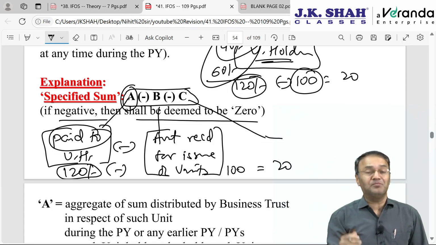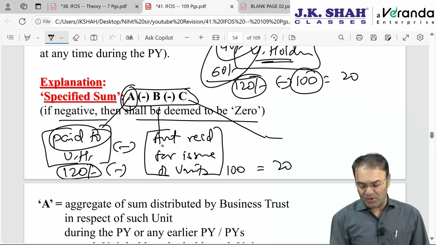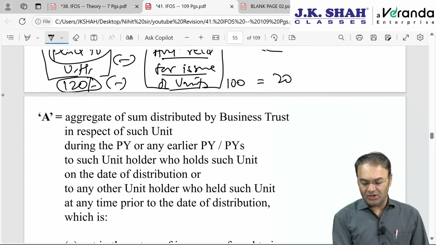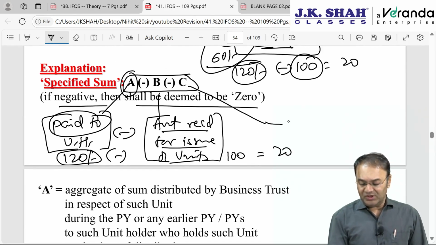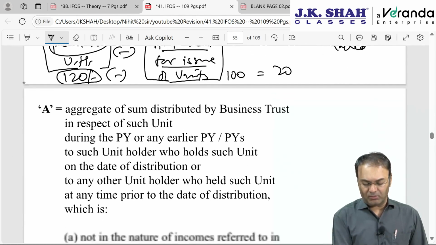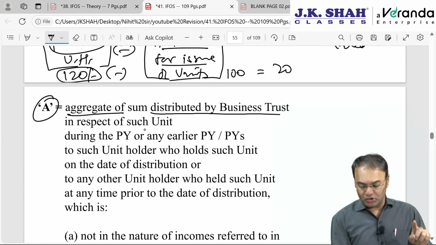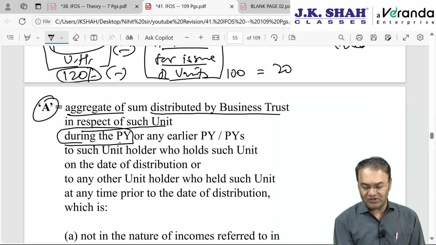Total amount paid by the business trust to the unit holder up till now, minus the amount which was received by the business trust from the unit holder for issue of units. What is C? C means the amount already taxed earlier. Already taxed earlier, that is called point A. So point A is the aggregate sum distributed by the business trust, the amount paid by the business trust to the unit holder in respect of such units, either during the previous year or any earlier previous year or previous years.